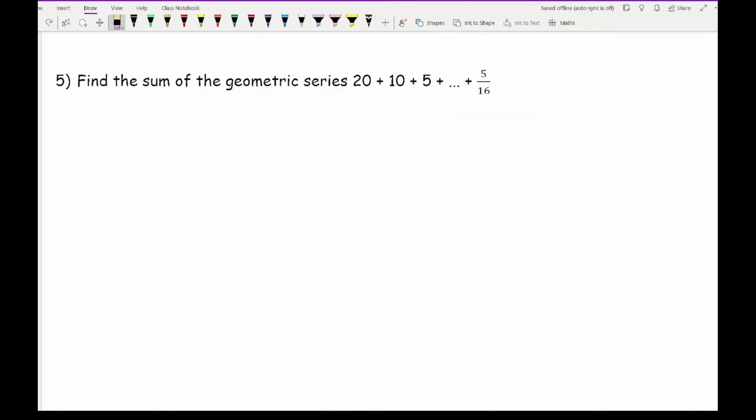So in this example 5 it says find the sum of the geometric series, and it's 20, 10, 5, and it goes all the way up to 5 over 16. So from this bit of information we know that a equals 20, r is going to equal a half. Now to find the sum I need to know what n is, and I don't know what n is, so that's a bit of a question mark. I do know that the last term, in which n is, is going to equal 5 over 16.